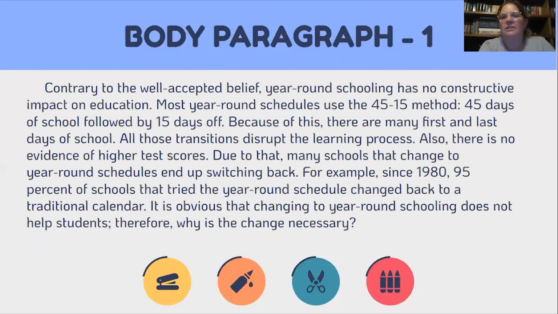Contrary to the well-accepted belief, year-round schooling has no constructive impact on education. Most year-round schedules use the 45-15 method, 45 days of school followed by 15 days off. Because of this, there are many first and last days of school. All those transitions disrupt the learning process. Also, there is no evidence of higher test scores. Due to that, many schools that change to the year-round schedules end up switching back. For example, since 1980, 95% of schools that tried the year-round schedule changed back to a traditional calendar.